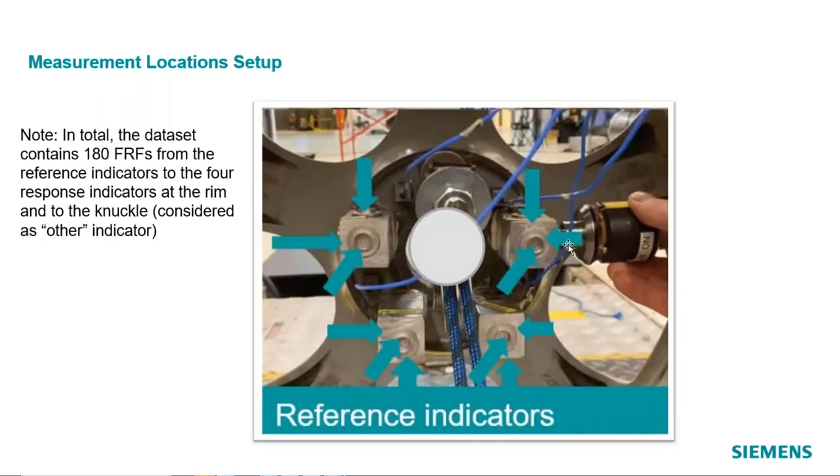So just to orient you with the setup really quickly, you can see we're using triax accelerometers, and these turquoise arrows represent where we are exciting, and we're using an impact hammer shaker. You can see this method requires a little bit of extra testing effort. In this particular scenario we're going to have 180 FRFs, when we take into account our four responses and all the references, as well as the responses at the knuckle location, which isn't pictured here.